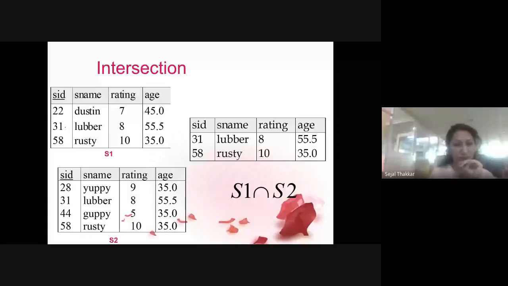Second and third, 31 and 58 is going to repeat here, right? So you can retrieve 31 and 58 as the answer while you are doing the intersection.